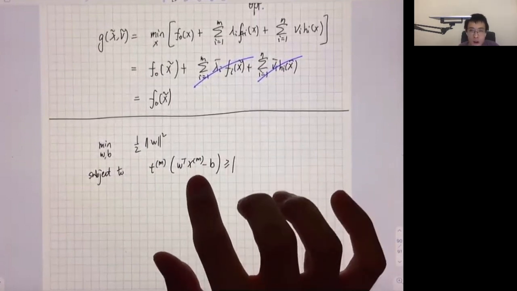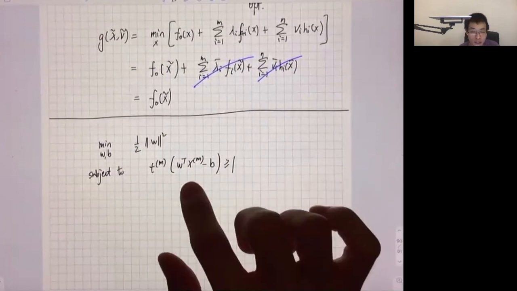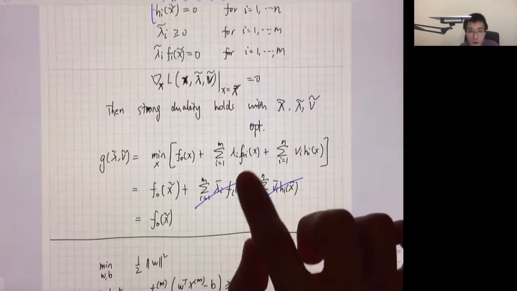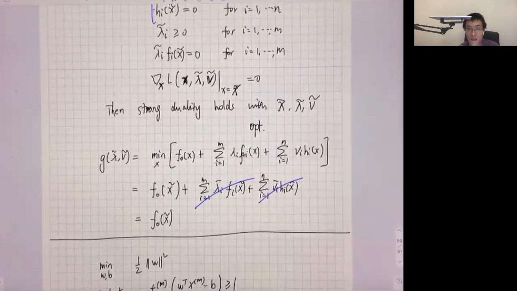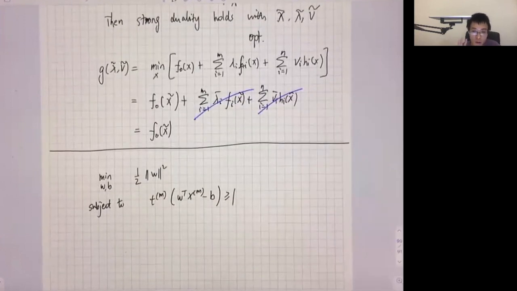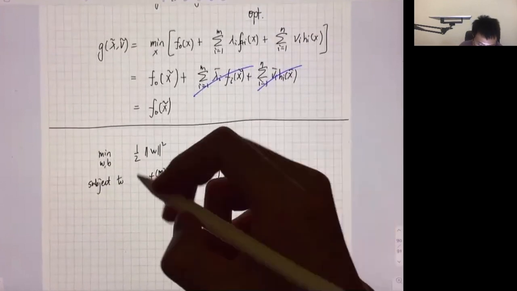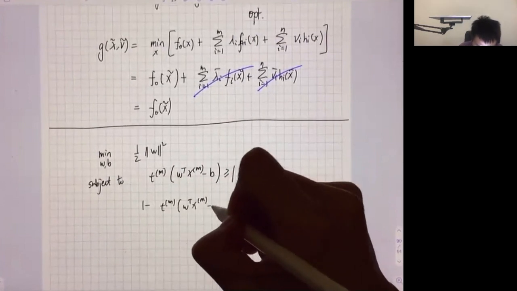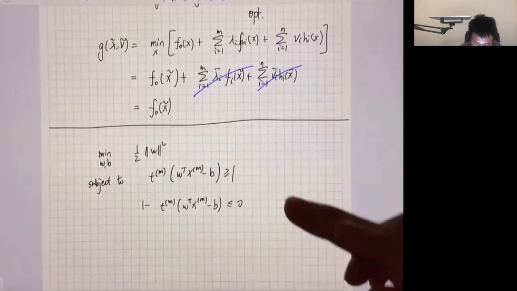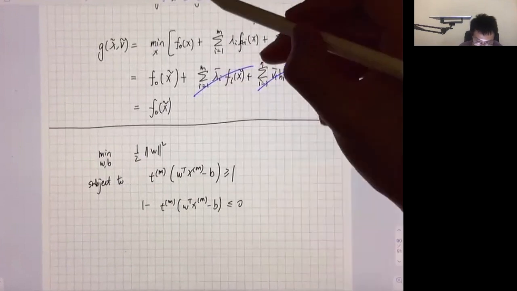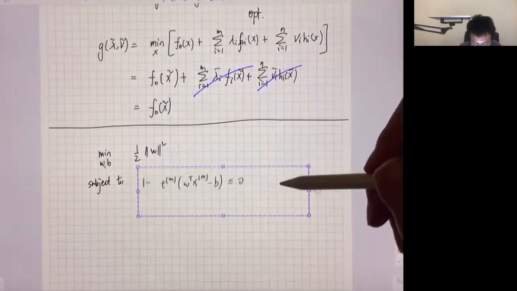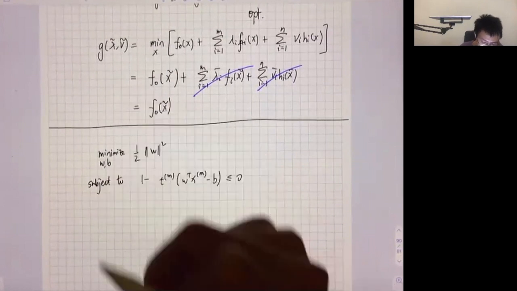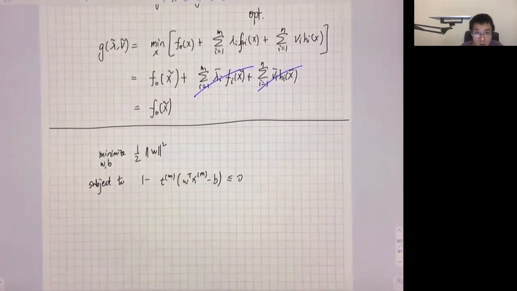If you start solving this problem, the derivation is almost always wrong because it's not in the canonical form. It's not less than or equal to 0. And if you write things like this, when you compute the Lagrangian here, it's all a mess. It's almost always wrong. So you must change it to the canonical form, which is 1 minus t_m (W transpose x_m plus b) is less than or equal to 0. They're equivalent. I must write the constraint and the objective function in the canonical form. Then everything is standard.